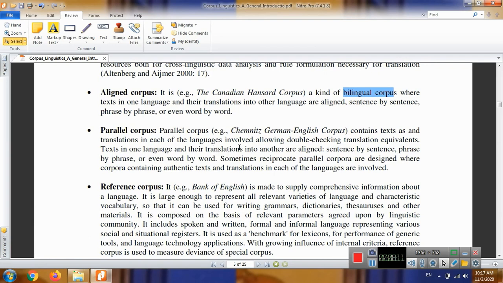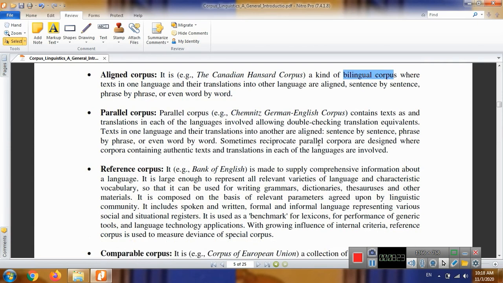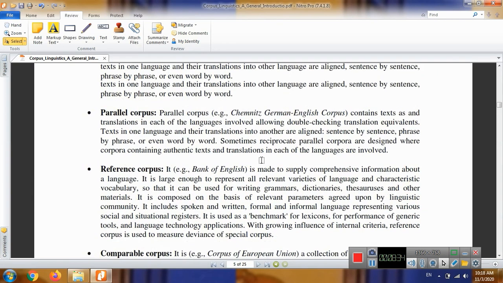Text in one language and their translations, here we have more than one translation, into another are aligned, sentence by sentence, phrase by phrase, even word by word.